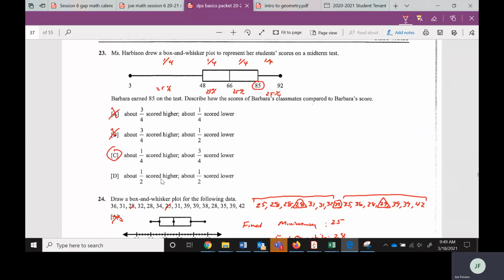Again, let's check here. About half scored higher. Half would be 2 parts. No, that would be true for 66. And half lower. Again, that would be true for 66. Okay. All right. Almost done. Let's go back to 21.